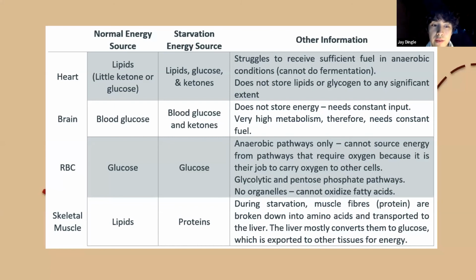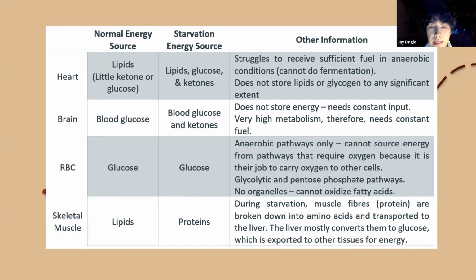Just important to note that the heart can't store these fatty acids, so it constantly requires sufficient fuel in some form or another. Looking at the brain, it's primarily blood glucose. Again, it's not able to store it, so it needs constant input. If it's unable to receive blood glucose because your blood glucose levels are low, the brain will respire ketones in the body because these ketones can cross the blood-brain barrier that other energy sources can't.